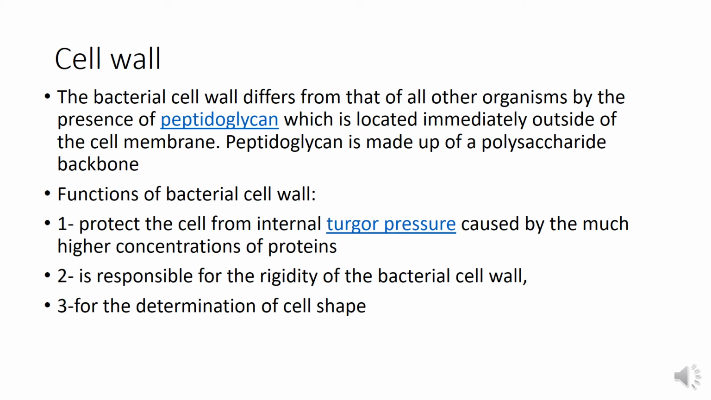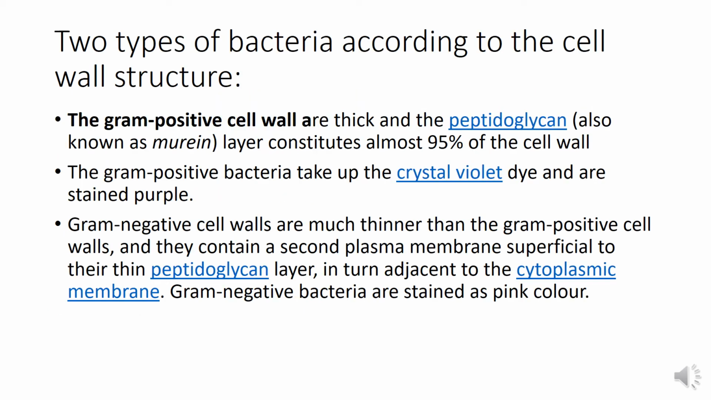Functions of the bacterial cell wall: first, to protect the cell from internal turgor pressure caused by the much higher concentration of protein. Number two, it is responsible for the rigidity of the bacterial cell wall. Number three, it determines the cell shape.